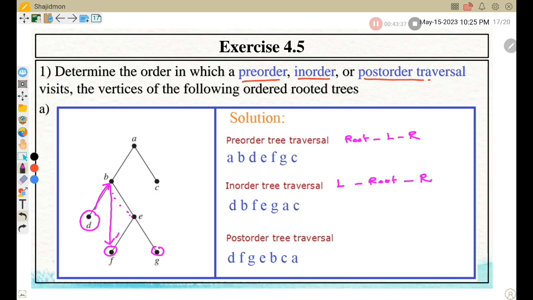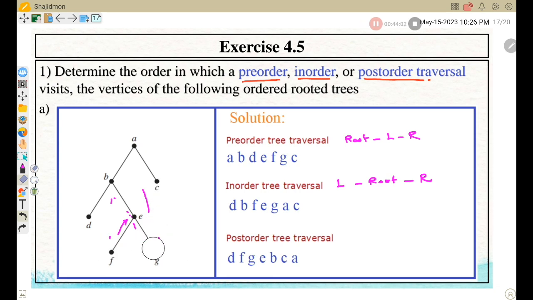Then we need to go to the E vertex. After F we need to go to the root vertex, then we go to the right vertex, that is G. So the first left subtree we finished, go to the root vertex, that is A. After that we need to go to the right subtree, that is C here. So this is the in-order visit.